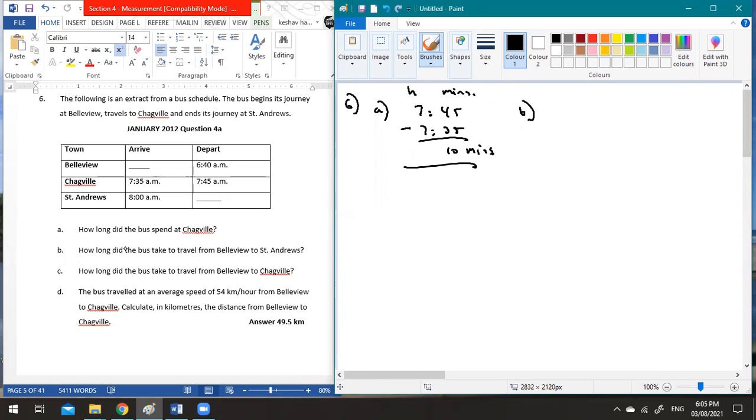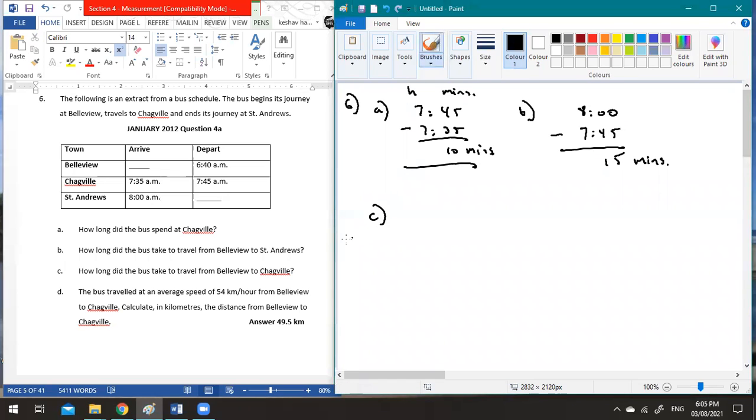Remember, this is hours, this is minutes. Part B, how long did the bus take to travel from Bellevue to St. Andrews? Okay, so it arrived at 8 a.m. and it left or departed at 7:45. And we could subtract to get 15 minutes. So it took 15 minutes to reach.